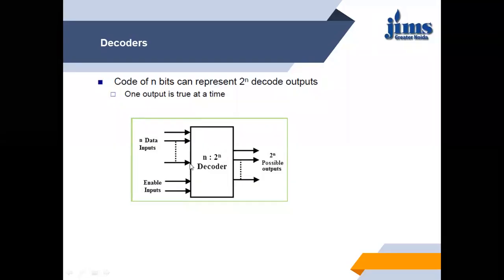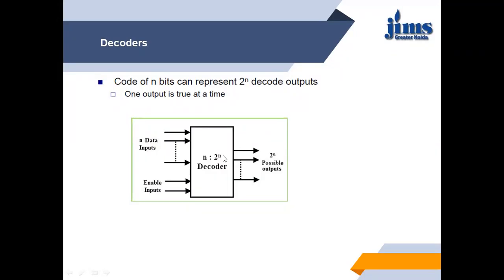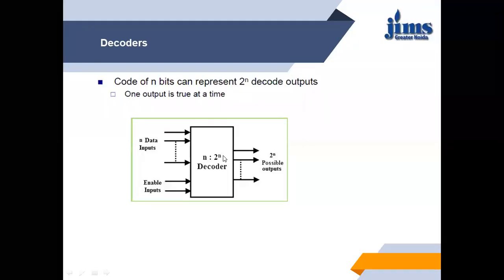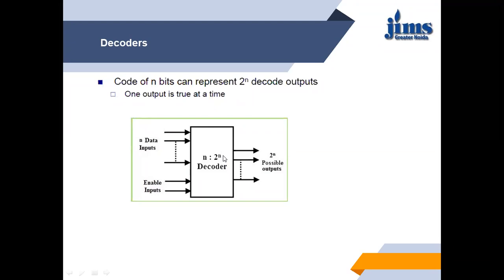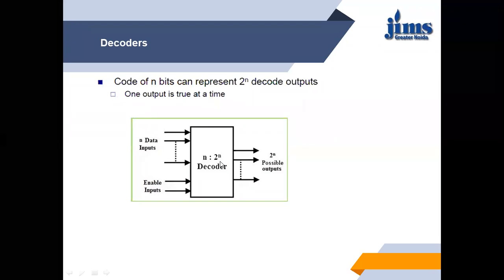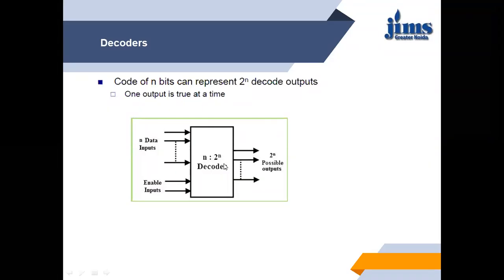So the decoder is named as n is to 2 raised to the power n. So suppose if the input n is 2, then the decoder is said as 2 is to 4 decoder or 2 is to 4 line decoder. So this is the name of the decoder, how it is called, n is to 2 raised to the power n decoder. This will be the size where n will be the number of inputs and 2 raised to the power n will be the number of outputs.